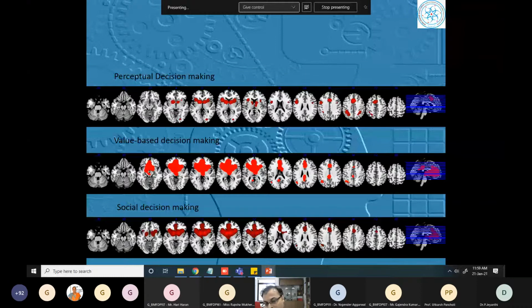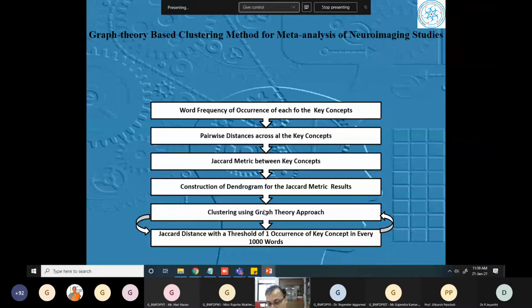So there is some overlap, but not a full overlap, of the different types of decision making. What you see is that value-based and social decision making were a lot more similar compared to the perceptual decisions. In the perceptual decisions, there was some extra activity in the parietal areas, which were related to visual information processing and things like that. But there was some commonality as well. So that was the idea behind doing it.